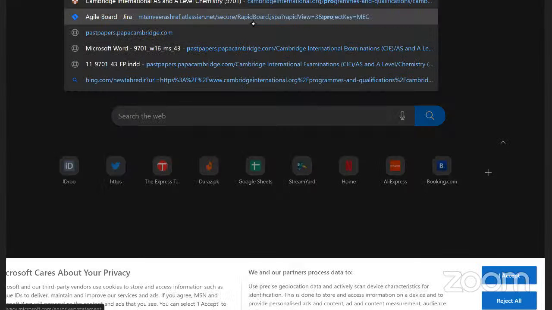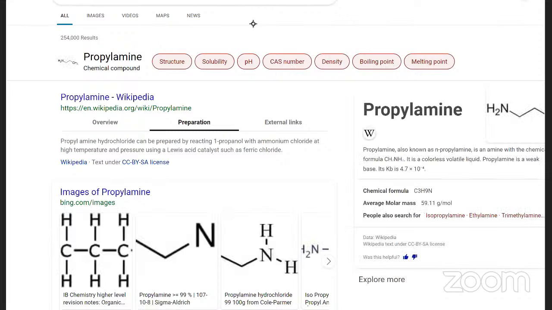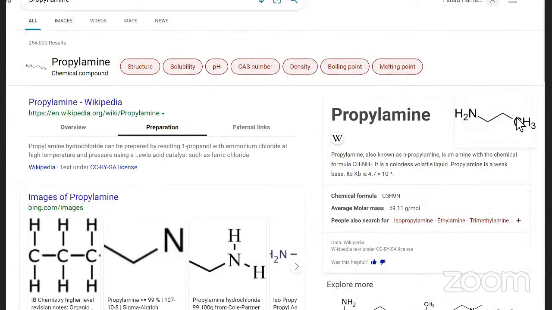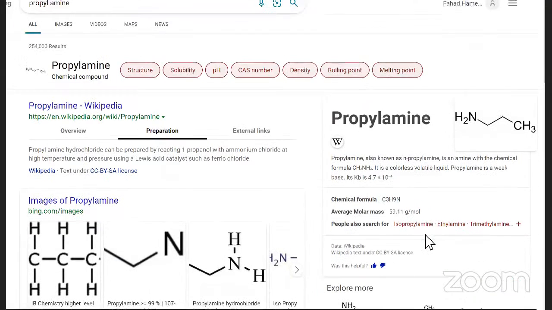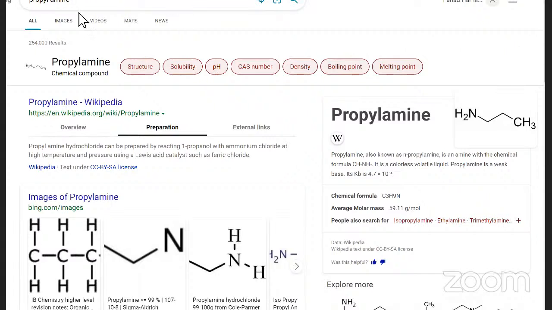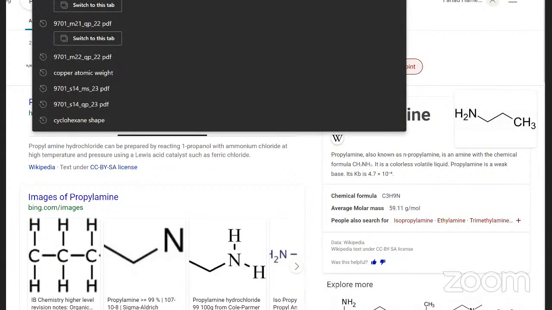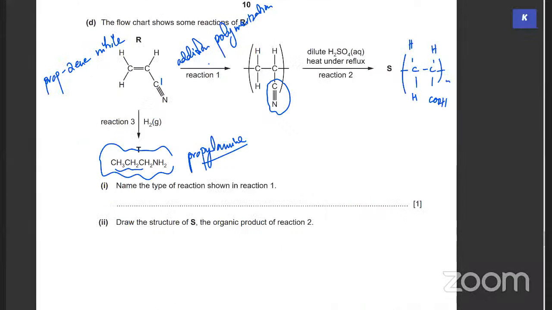I'll just Google it. If I Google propylamine, the same thing would appear. It's the same thing. That's CH3, CH2, CH2, and then there's an NH2. So you're getting the same thing, except that's no longer called propylamine. Let me tell you the updated version of this. It's called aminopropane. One second. So you want to check the mark scheme? It will be the same there too. What's the paper? It's February, March 21. M21 QP22. One second.